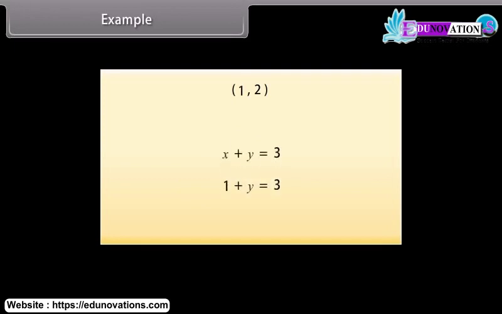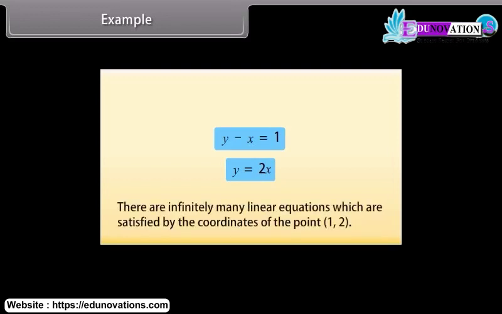because when we put the value of x as 1 and y as 2, we get the answer 3. Other examples are y - x = 1, y = 2x. In fact, there are infinitely many linear equations which are satisfied by the coordinates of the point (1, 2).